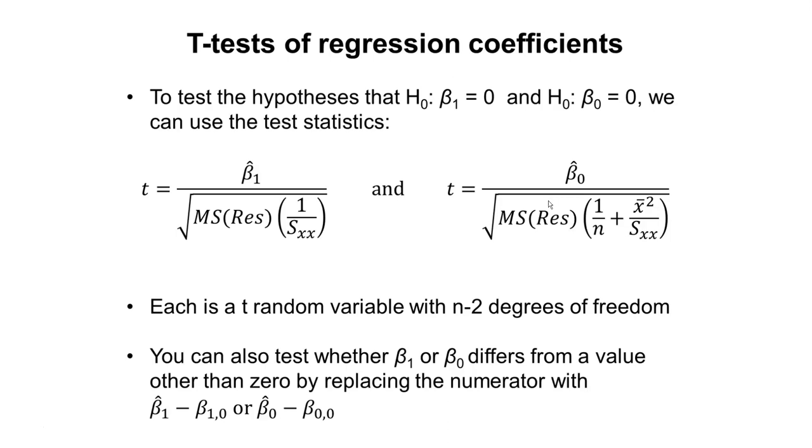The ultimate goal is to find out whether or not beta 1 hat is different from 0, and maybe whether or not beta 0 hat is different from 0. But we can also test whether they're different from some other value than 0. And so we could place that in the numerator, whatever value we're interested in. Say we might want to test whether or not beta 1 hat is different from 1 or 10 or 100. We could really put anything in there when we do the hypothesis test.